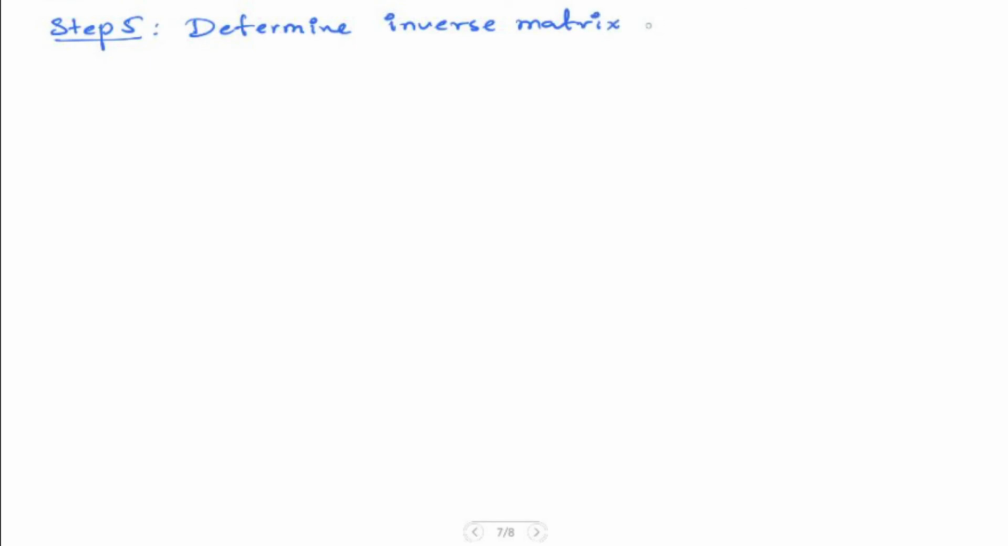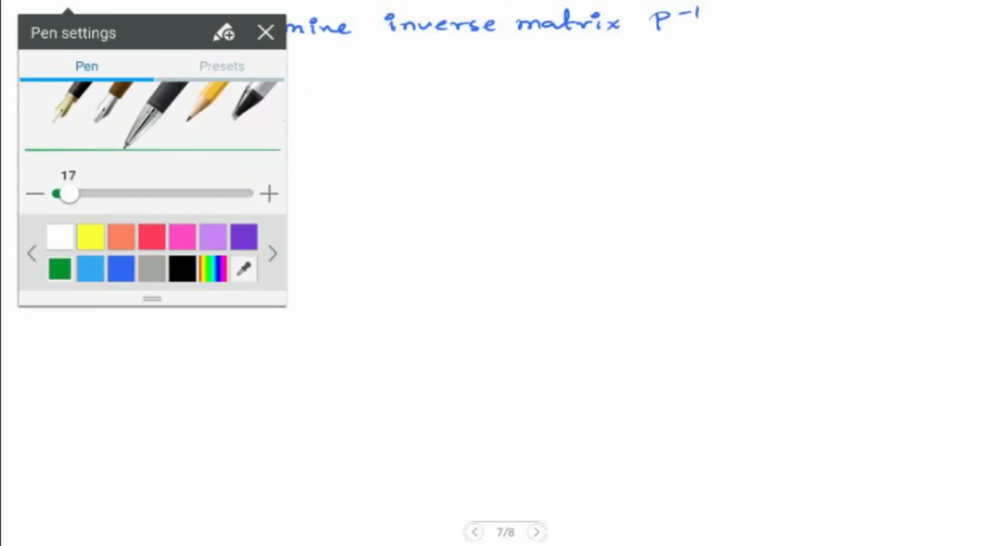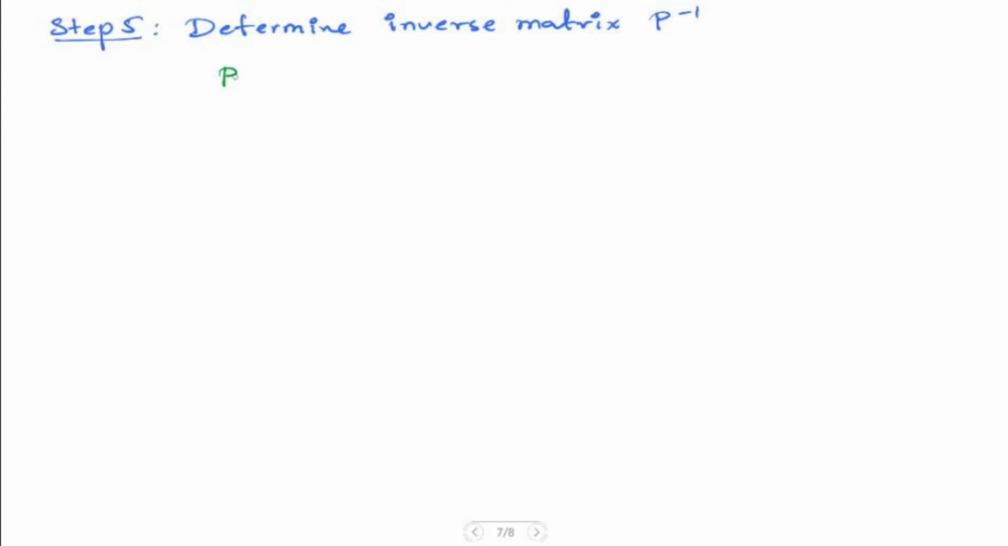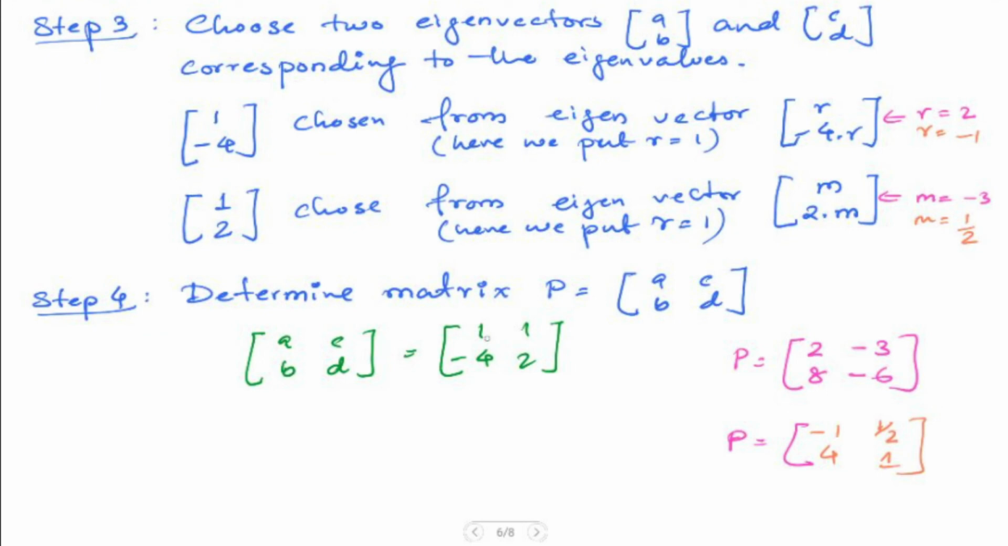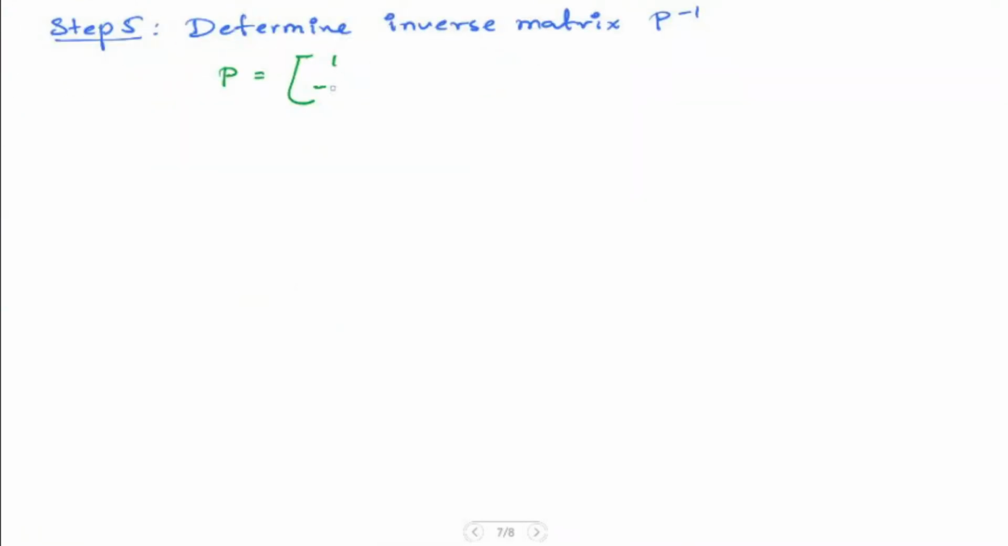Inverse matrix of P. Okay, so how do we get the P inverse? Let's write down P at first before we go on to its inverse. P, as we just chose before this, is 1, minus 4, 1, 2.